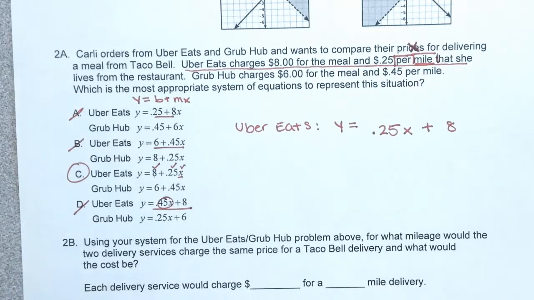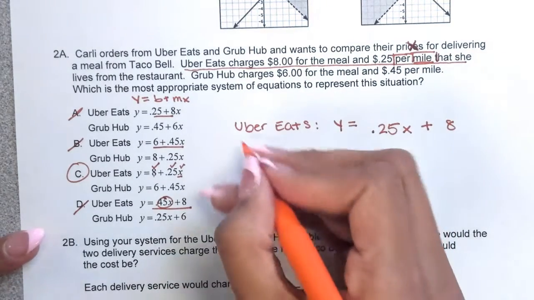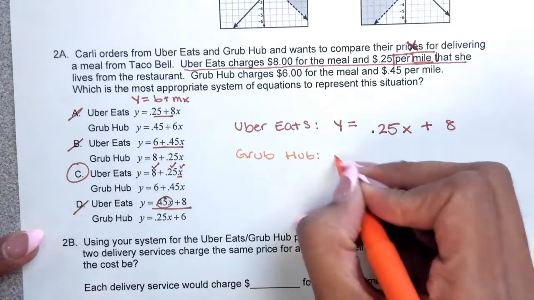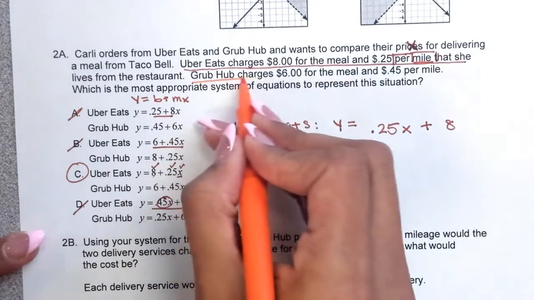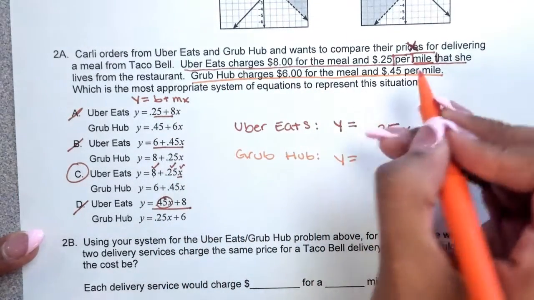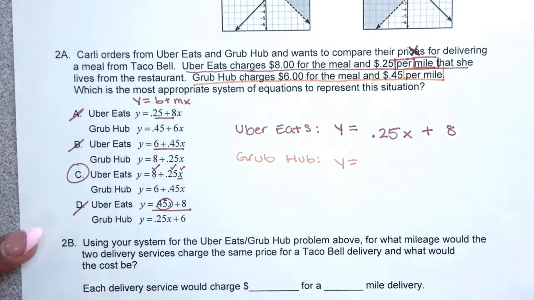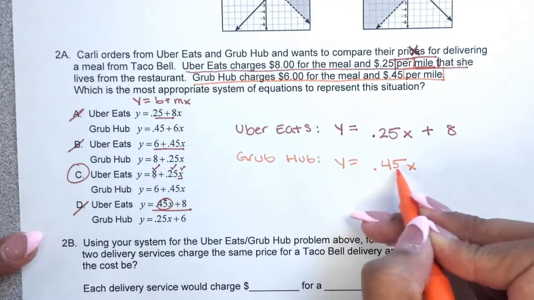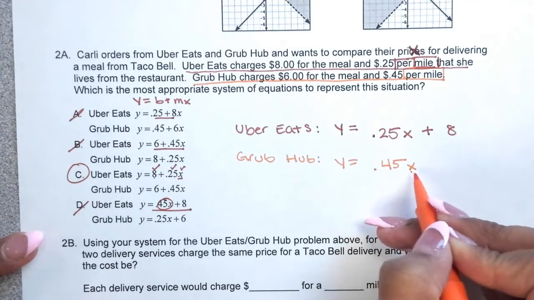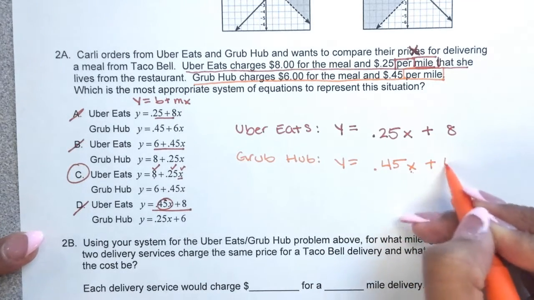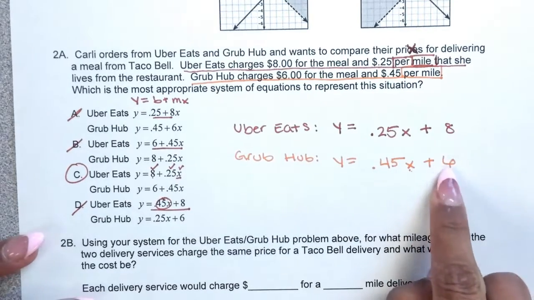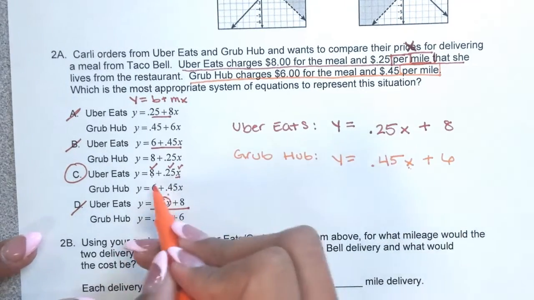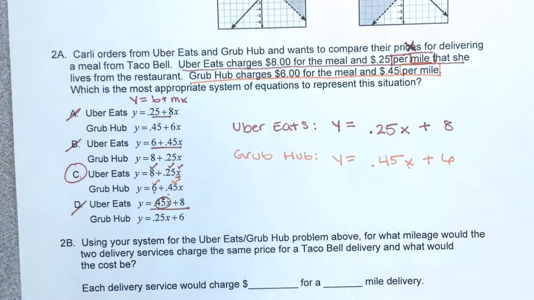But I'm going to go through one more time just to double check Grubhub. So we have Grubhub y equals Grubhub charges $6 for the meal and 45 cents per mile. So the 0.45 is going to have an x next to it for 45 cents per mile, plus a $6 charge for the meal. That only happens one time. So if I look at answer choice C, that is written correctly. So C is my correct answer.